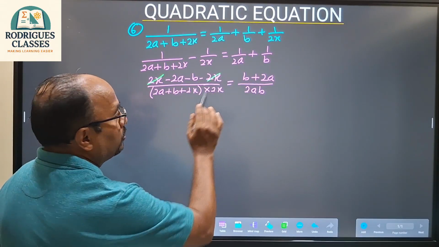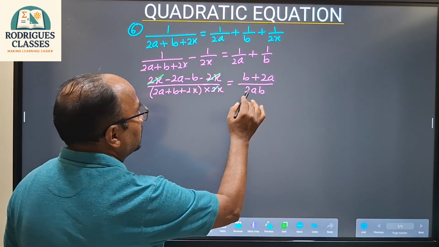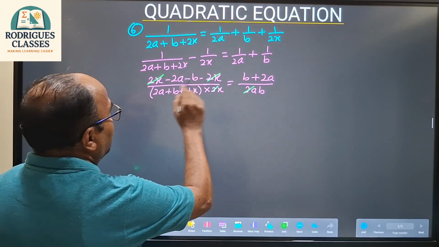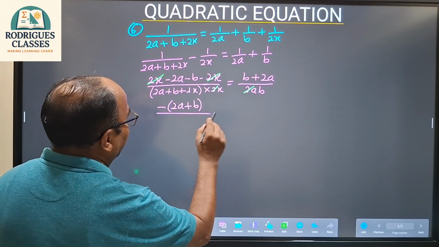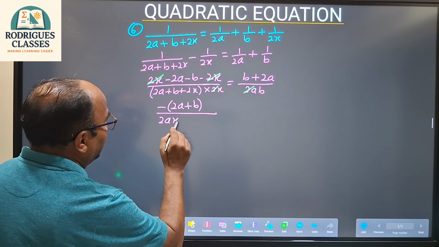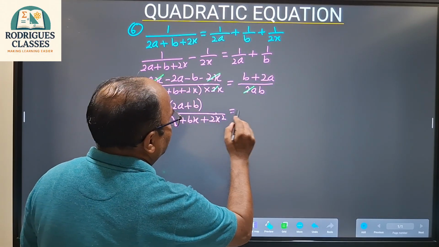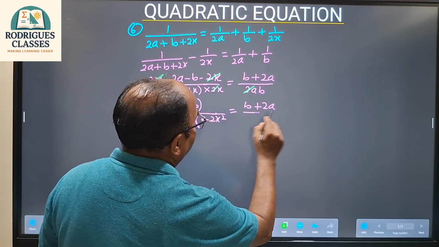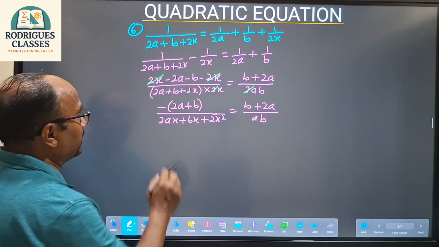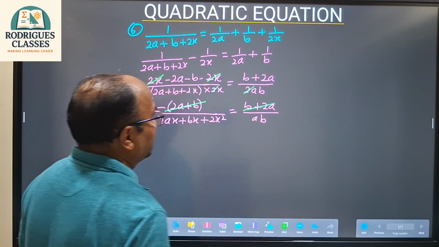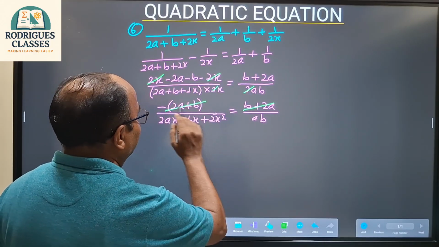Now take a look, denominator, this 2x is a product with this one. Here also I find a 2. I am reducing this 2 here now. From here I have minus sign common, 2a plus b, by with x I will multiply and write 2ax plus bx plus 2x square equals to b plus 2a by ab. Now you take a look, 2a plus b and here also 2a plus b. They are either side of the equal sign in the numerator. So this gets cancelled. I am left with a minus here 1, minus 1 here and ab.